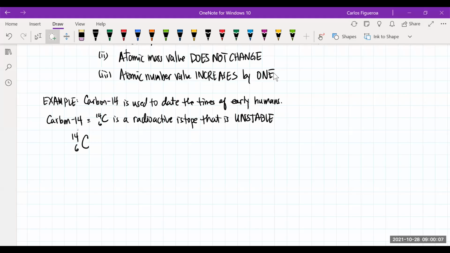So I'm going to change colors here so it's nice and clear. So I'm going to say, here's my atomic number. And then I'm going to choose the atomic number to be, I think I messed up. 14 is the atomic mass, 6 is the atomic number. So now what does it do? It goes beta.